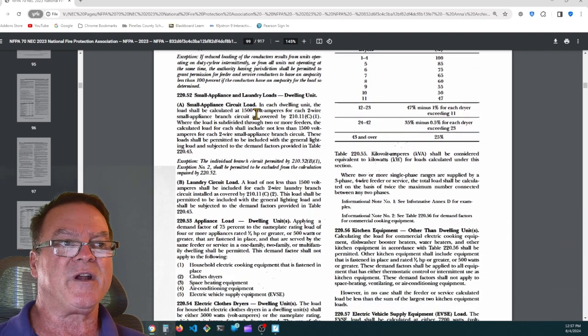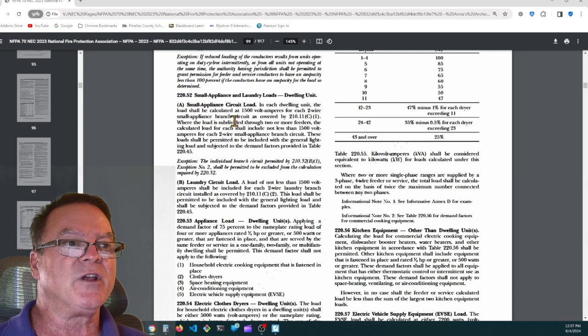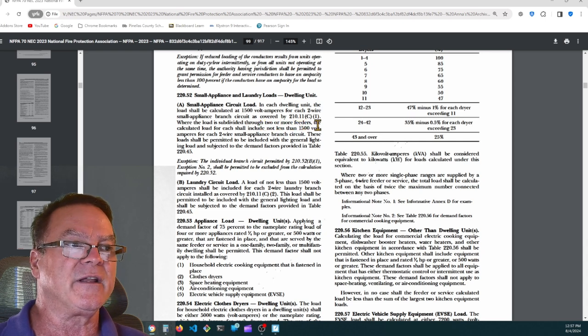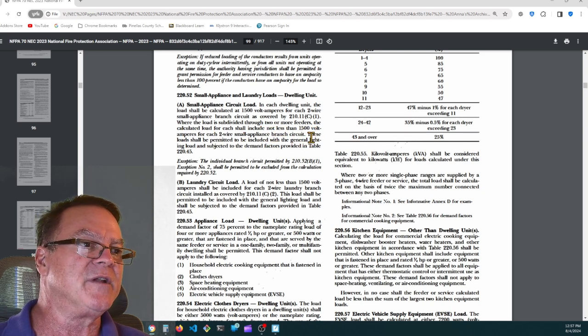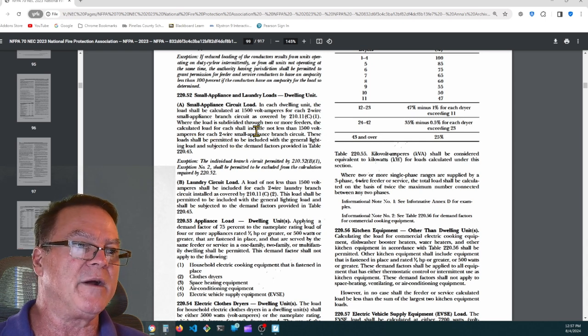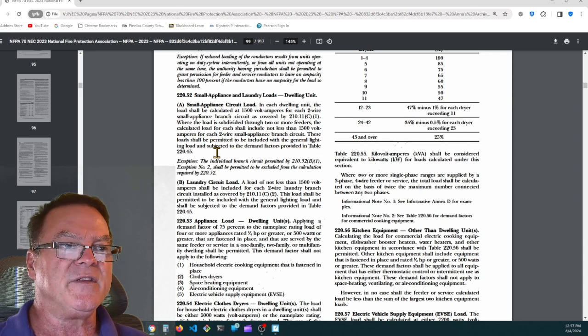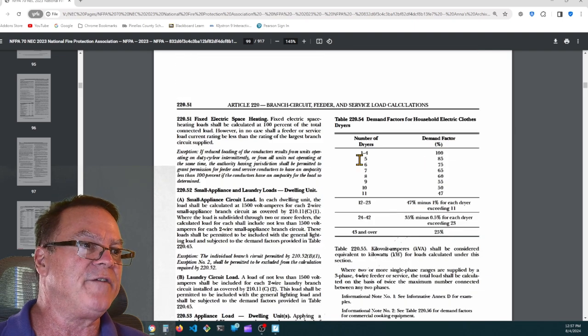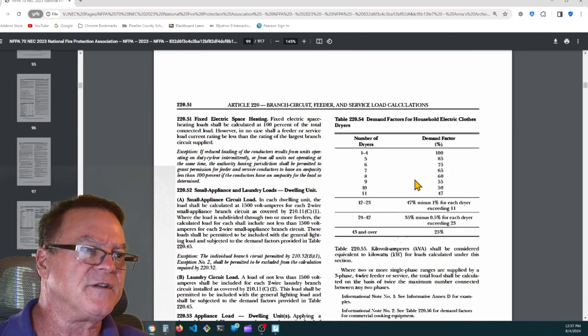A small appliance branch circuit load. In each dwelling unit, the load shall be calculated at 1,500 volt amps for each 2-wire small appliance branch circuit as covered by 210.11(C)(1). Where the load is subdivided throughout 2 or more feeders, the calculated load for each shall be included, not less than 1,500 volt amps for each 2-wire small appliance branch circuit. These loads shall be permitted to be included with the general lighting load and subjected to the demand factors provided in Table 220.45. I'm sorry, I should have said 220.45.